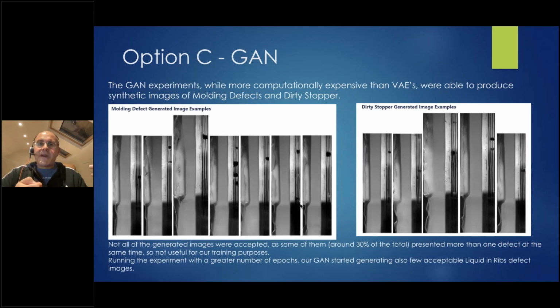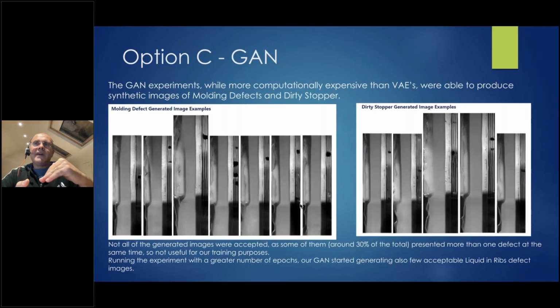After training for a greater number of epochs, compared to the variational autoencoder, the final architecture we found has generators that start to generate realistic images with the exact same resolution and quality as the original images of molding defects and dirty stopper defects. So basically, those are the other two categories that we couldn't manage to generate images for using the VAE approach.